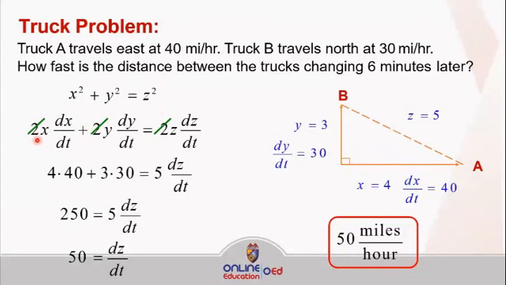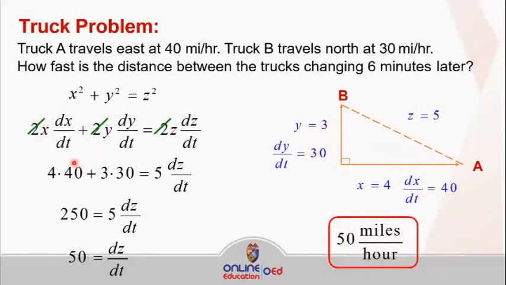And papalitan lang natin yung value natin. So we have the value of y as 3 again. So as before na to, given na to. Yung x natin again, we have the value of x as 4. And then yung z natin as 5. And also yung kanina natin kinompute, which is the dy over the dt, which is given as 30. And also yung dx natin over dt, which is 40.